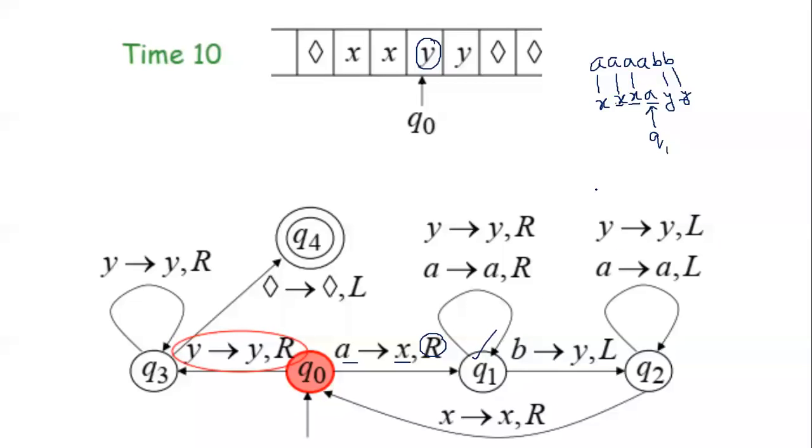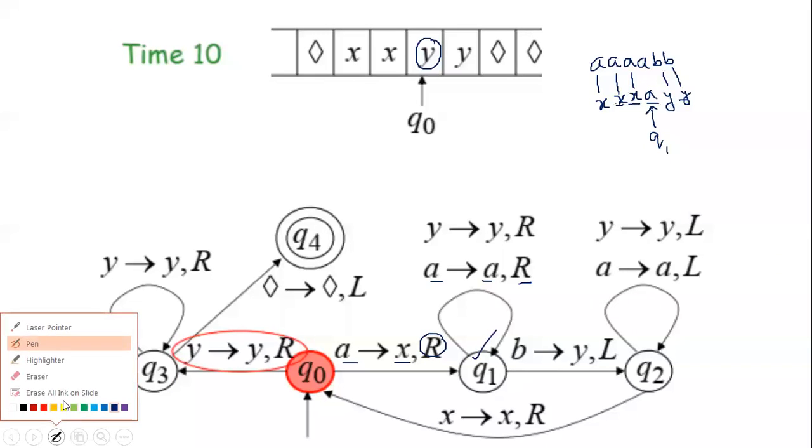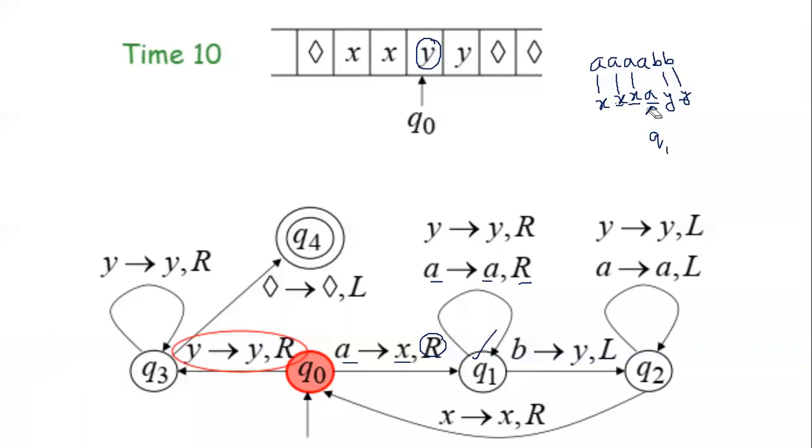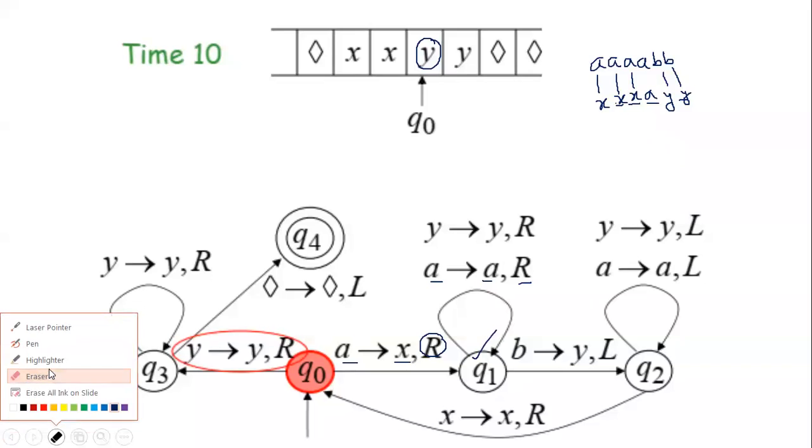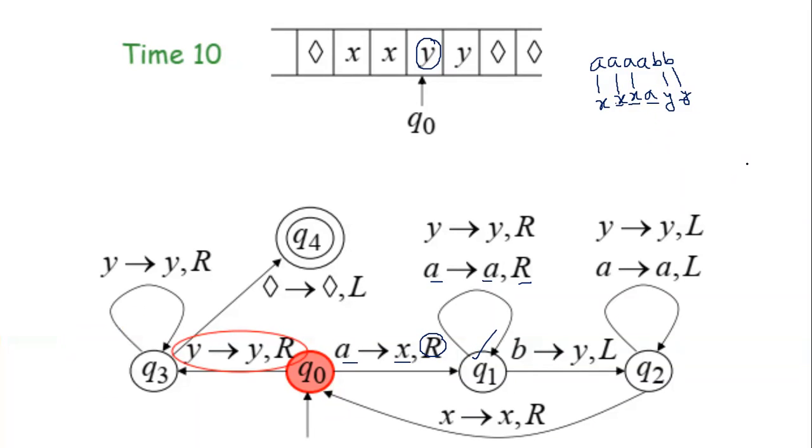Now what will happen? Q1 on A means A will remain the same and you will go towards right once. That means now, due to going right once, your Q1 will now point over here. Right? Because you have a self loop.